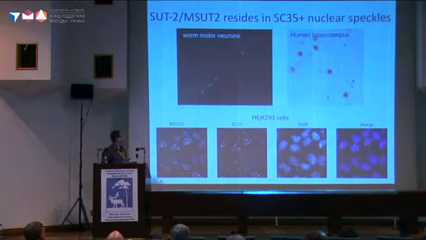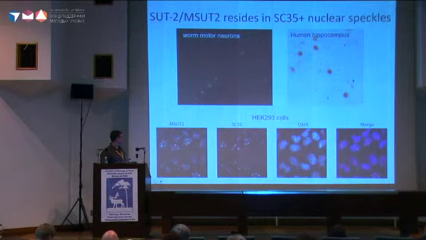So we started with all the basic characterization sorts of things. We look in worms, we look in humans, we see that in both cases neurons contain SUT2, other cells do as well, although in the brain neurons and ependymal cells are the only cells. In the worm, it's a lot of somatic tissues, gonad, motor neurons, other neurons. But interestingly, in both humans and worms, we saw this nuclear speckle-type staining pattern.